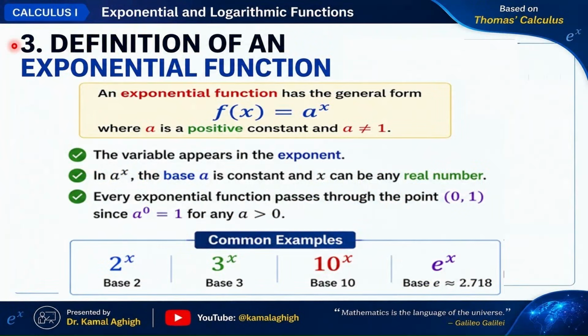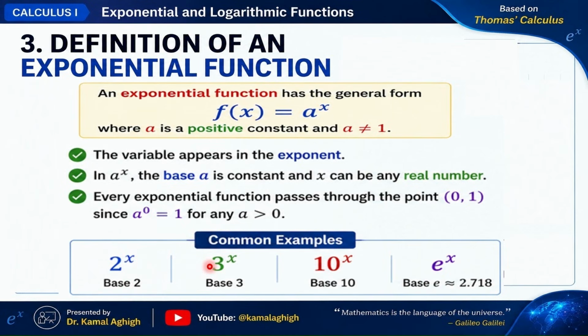An exponential function has the general form f(x) = a^x, where the base a is a positive constant and a is not equal to 1. The variable appears in the exponent, which distinguishes exponential functions from power functions. For example, in the function x^3, the variable is the base and the exponent is constant. Instead, in the function a^x, the base is constant and the exponent is the variable.